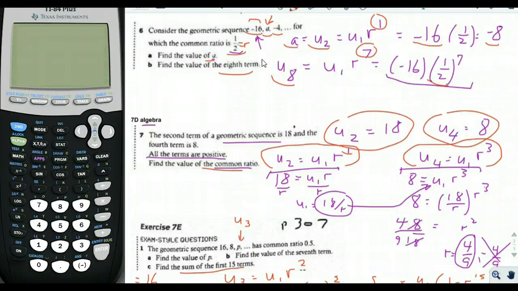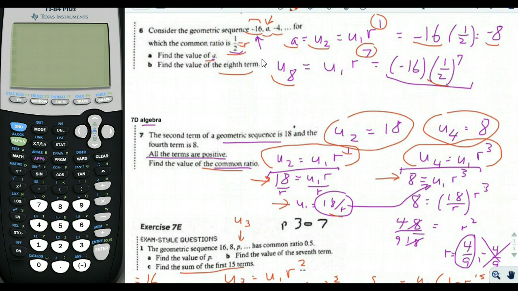So we have 2 equations, and we don't know U1 and we don't know R, but we do know U2 and we do know U4. So U2 is 18, we put that in. U4 is 8, we put that in. And then we're going to solve for U1. So we take both sides, we divide by R, and then we get U1 equals 18 divided by R.